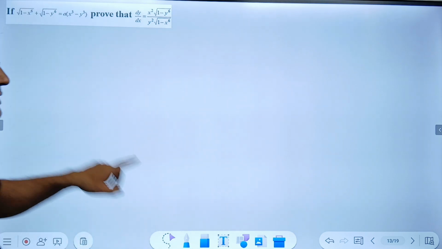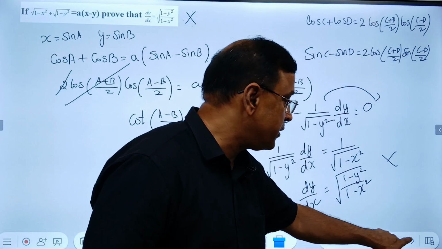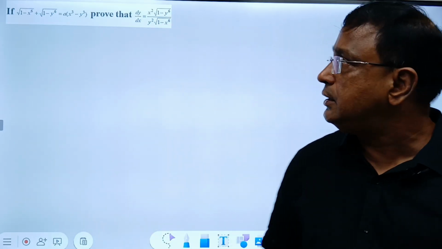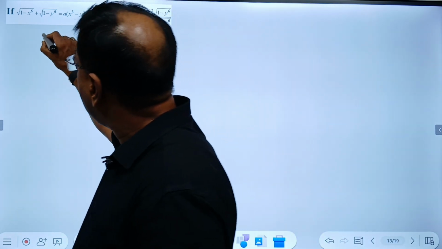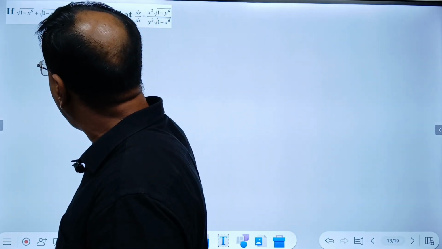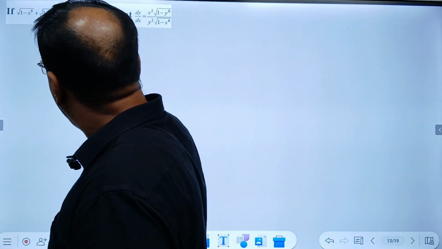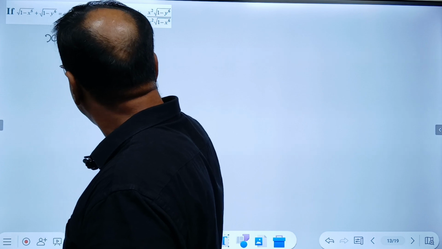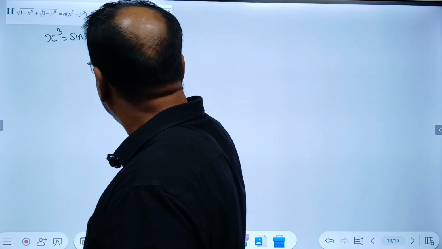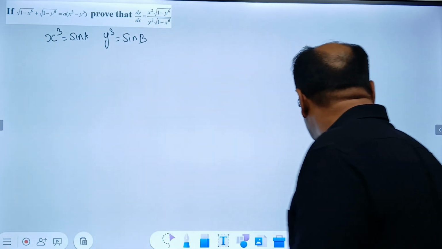Now this is exactly like the previous question. I am not going to do it, I'll just give you a hint. Here what you do, you take x cube as sine A and you put y cube as sine B. X cube as sine A and y cube as sine B.